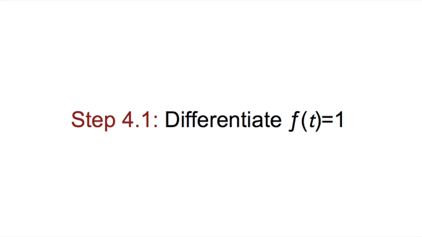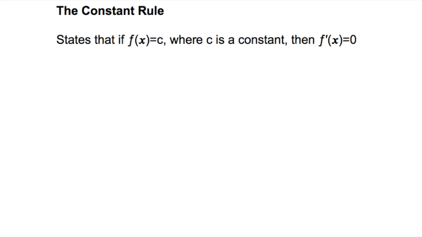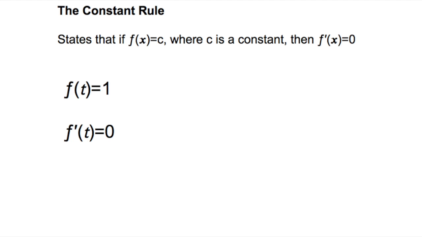Step 4.1. Differentiate f at t equals 1. We will use the constant rule to differentiate this equation. The constant rule states that if f at x equals c, where c is a constant, then f prime at x equals 0. Since f at t equals 1, f prime at t equals 0.